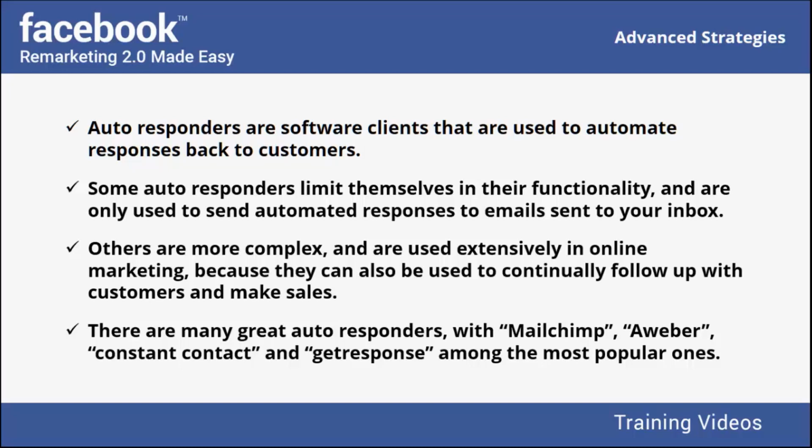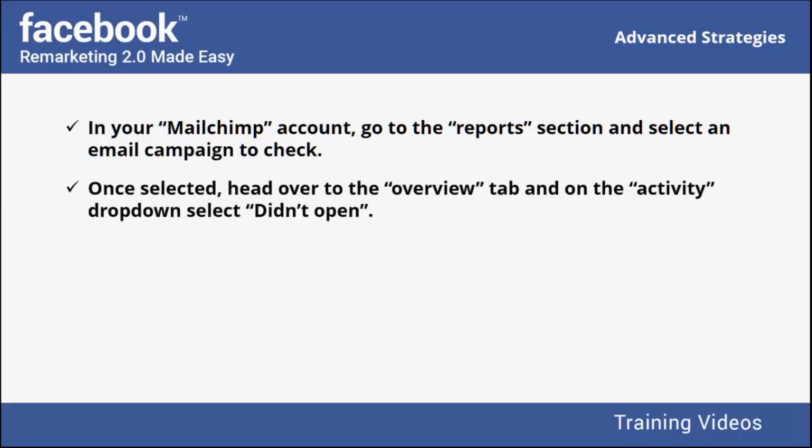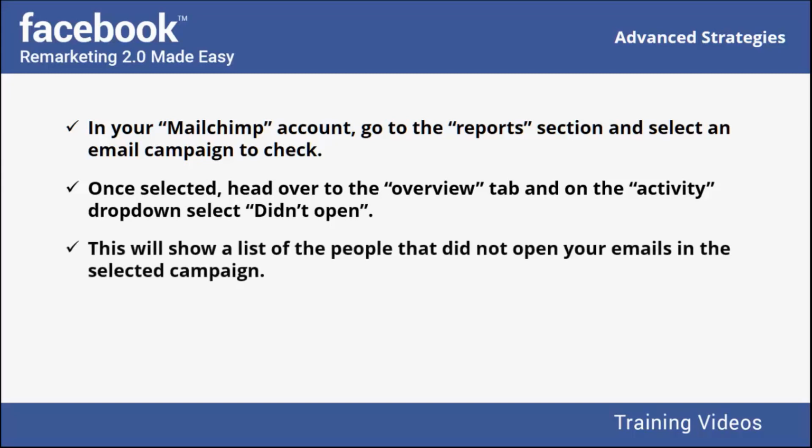To give you an example of how you can do this, let's use MailChimp. In your MailChimp account, go to the Reports section and select an email campaign to check. Once selected, head over to the Overview tab and on the Activity drop-down select Didn't Open. This will show you a list of the people that did not open your emails in the selected campaign. Navigation to this list will vary in other autoresponders, so make sure to familiarize yourself with your autoresponder of choice.